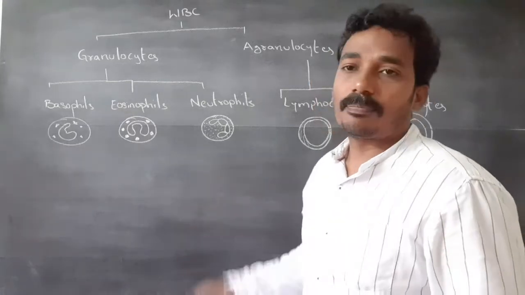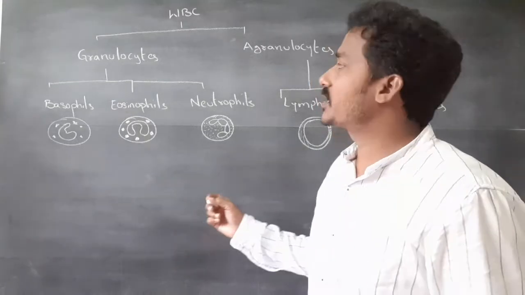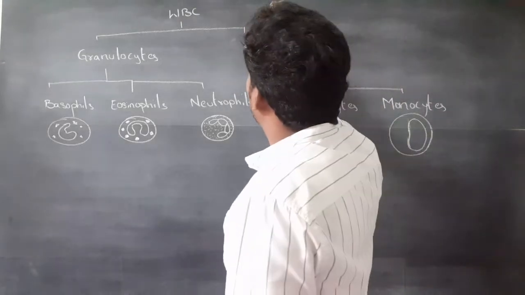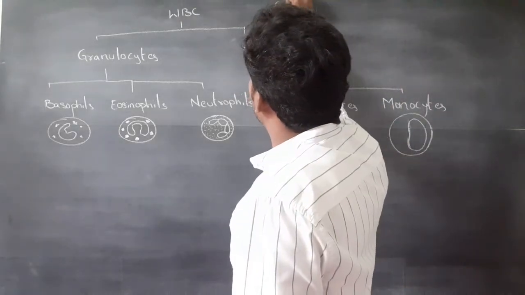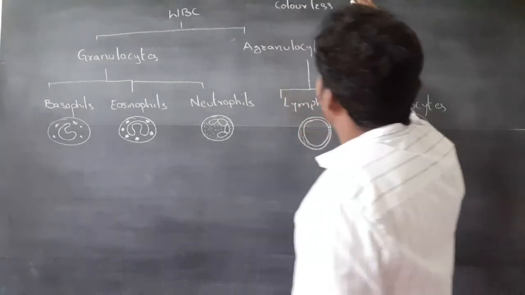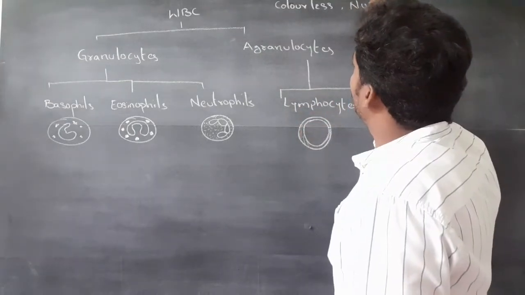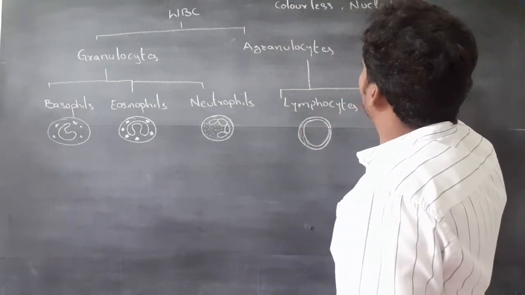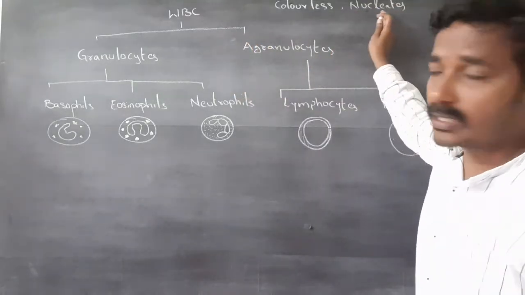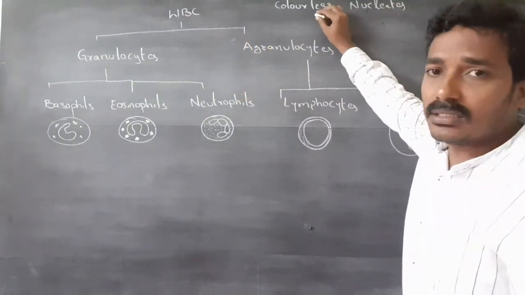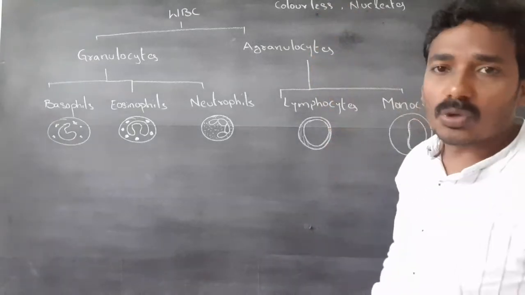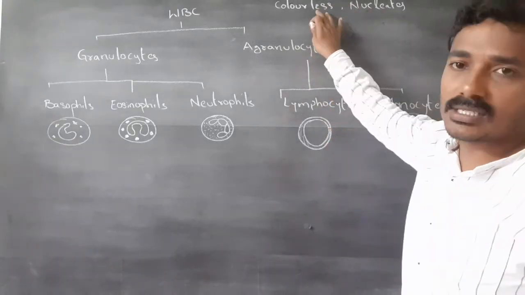Next, WBC. WBCs are leukocytes. These are colorless and non-nucleated cells. WBC does not contain hemoglobin, so it is colorless.